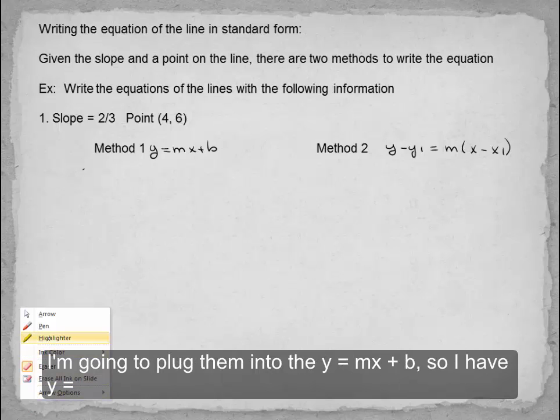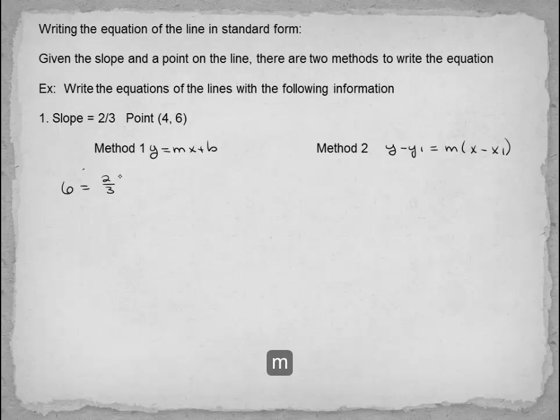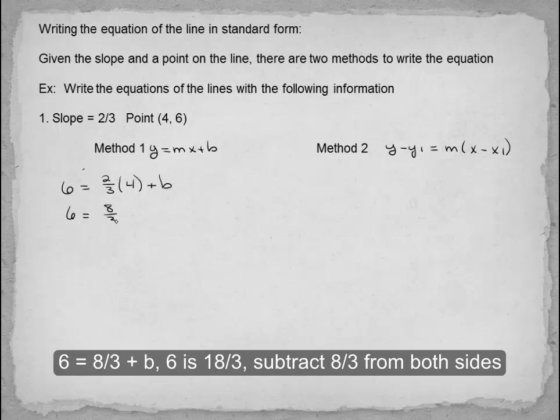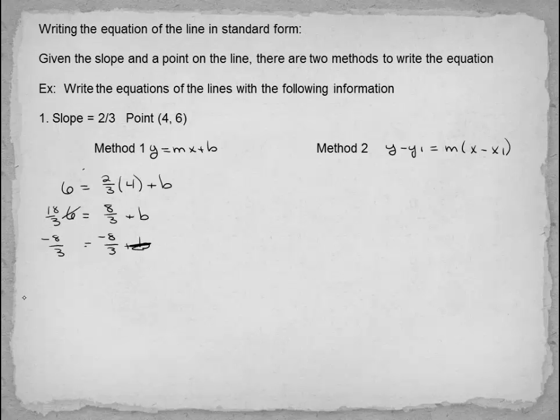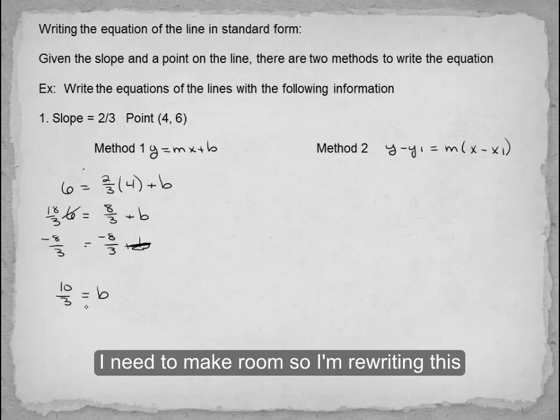I'm going to plug them into the y equals mx plus b, so I have y is equal to m times x plus b. 6 is equal to 8/3 plus b. 6 is 18/3. Subtract 8/3 from both sides. Oops. And I get 10/3 is equal to b. Hold on just one second. I'm going to rewrite that.